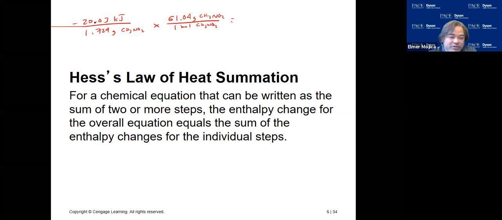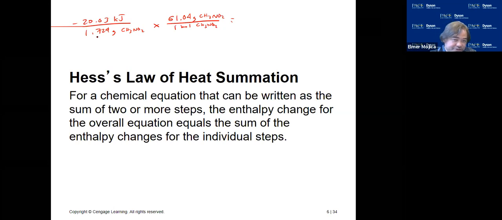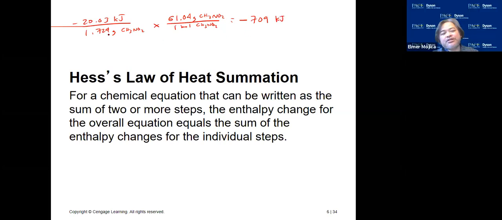And from it itself, what can you say? Will the delta H per 1 mole be higher or lower than 20.03? Is it higher or lower? Try to look at it. So that 20.03 is for 1.724 grams. So if you have 61.04 grams, you expect the value to be higher. Okay. How much is it? What's the number that you get? Negative 709. So if 1.724 grams releases this one, 61.04, which is bigger than 1.724, will release a much higher energy. So that corresponds to this. So that's your delta H per 1 mole of that reaction.